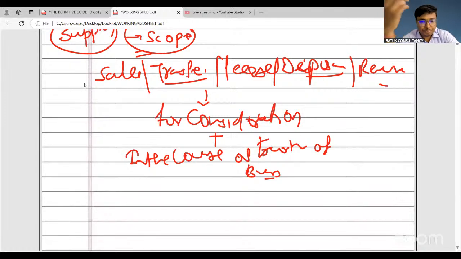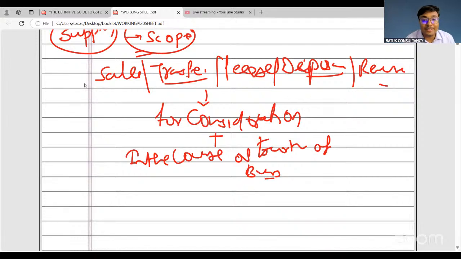Now suppose the government did not give this condition of in the course or furtherance of business. In such a scenario, a normal person who is doing certain activities or transferring certain goods or services, not in the course or furtherance of business but as a personal relationship, in that case also GST will be applicable. So there may be unnecessary applicability of that law. Hence the government has included this specific line that whenever there will be a sale, transfer, disposal, rental for a consideration or in the course or furtherance of business, then the same will be treated as supply.